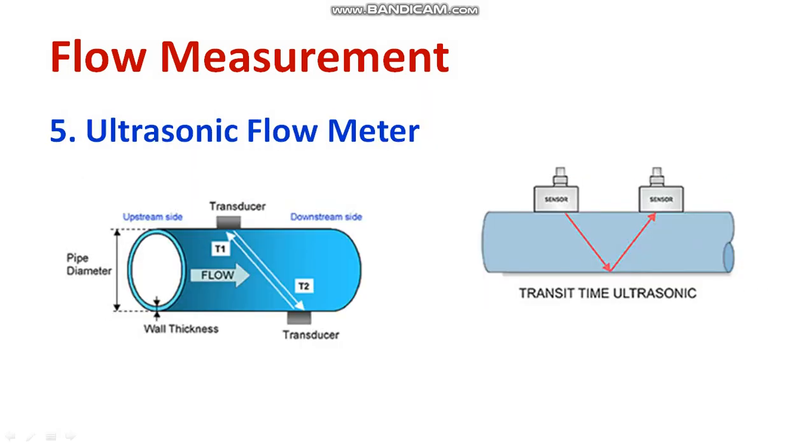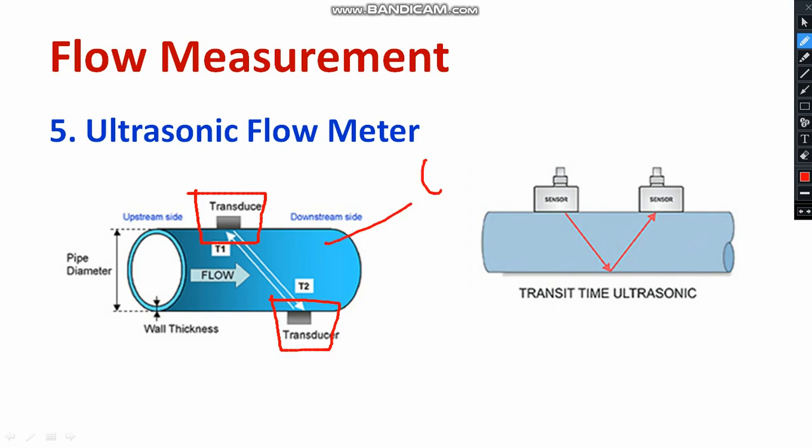As you can see, there are two sensors. This is the sending end. One end is known as the sending end, another end will be the receiving end. You can see this is a conduit, where the fluid starts flowing. This is the fluid flow.